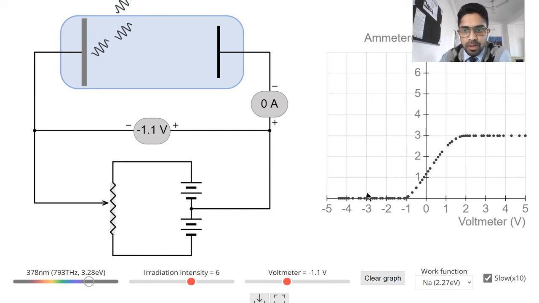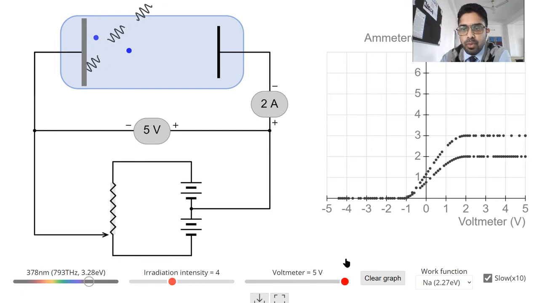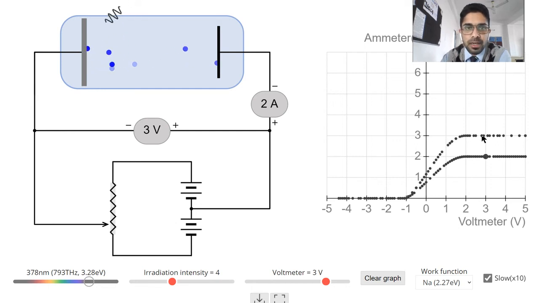Now, in all these cases, we found one thing: as we increase or decrease the intensity of radiation, after a certain value, the current always becomes constant. You can see in this case it is 2 ampere, here it is 3 ampere. So this constant current, the maximum current, is what we call the saturation current, beyond which it doesn't increase.